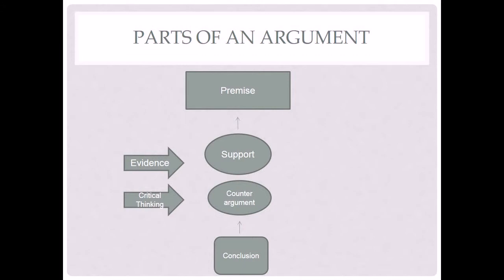Once you support your premise, you should identify any counter-argument, that is, any valid challenges to your point of view. When you identify your counter-arguments, and explain to your audience why those counter-arguments do not change your premise, you are using your critical thinking skills, and strengthening your argument. Finally, you will conclude your argument with a summary.